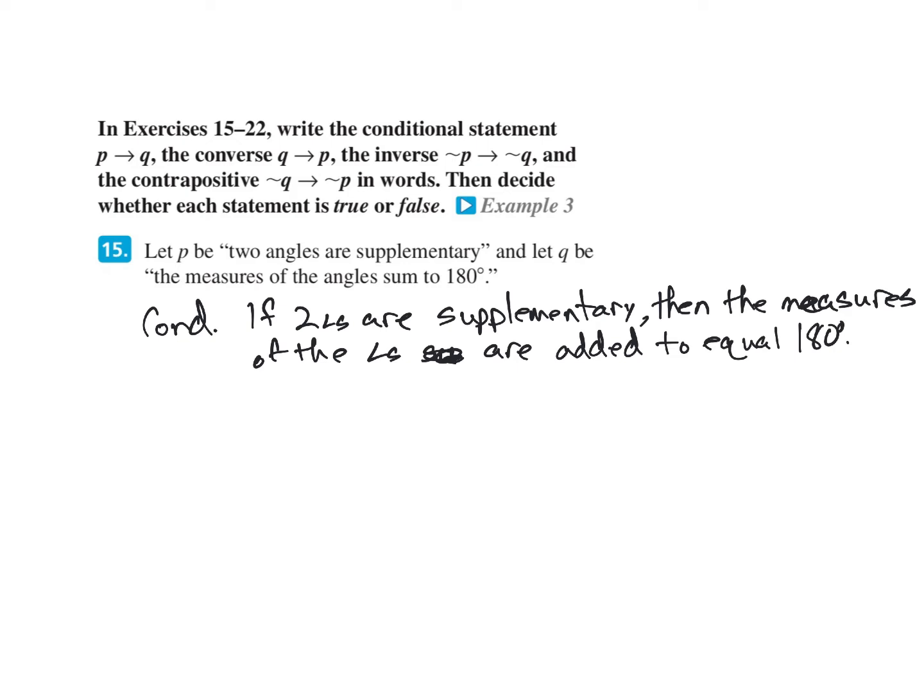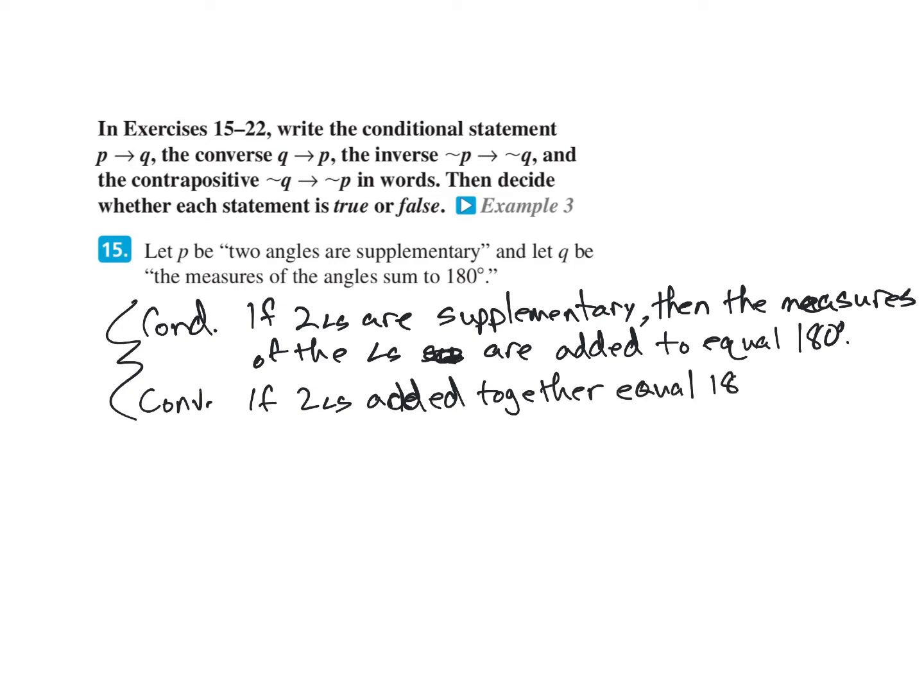Now, let's turn this around. The converse. So the converse, these two go together. You have your statement, and then you switch the if and the then, the hypothesis and the conclusion, just like we talked about in class. If 2 angles added together equal 180, then they are supplementary. Okay, and then the next two things go together.